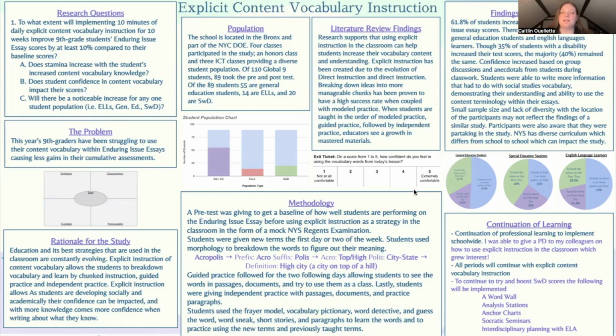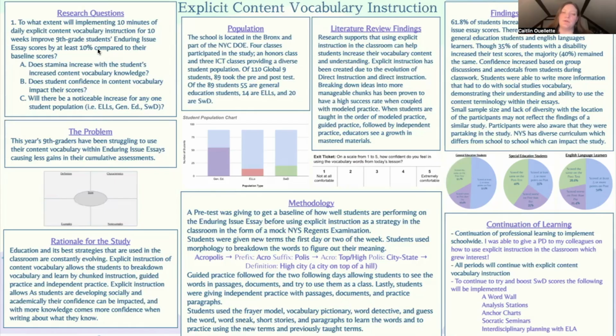We also had group discussions where I pulled students and just asked them how they were doing and answering any misconceptions that they had or any points of struggle for them. Moving to the findings and limitations, 61.8% of students did increase by 10% on their enduring issue essay scores, so more than half did actually end up increasing due to the explicit instruction.